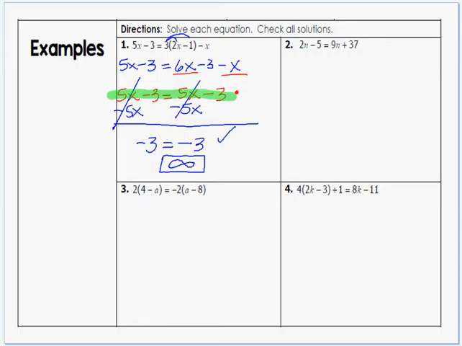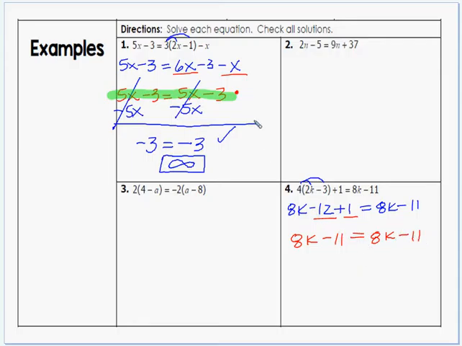So let's take a look at number 4. Down here, I have some parentheses that we need to distribute to get rid of. So I'm going to go ahead and do that. So I get that 8k minus 12 plus 1 is equal to 8k minus 11. So we have a little bit that needs to simplify here. So if I do that, I've got this negative 12 plus a 1. So I get 8k minus 11 is equal to 8k minus 11.